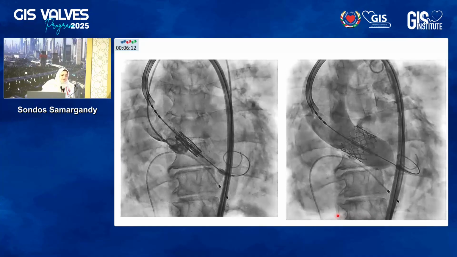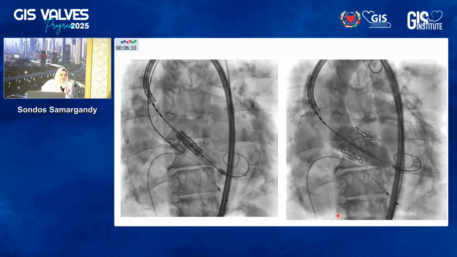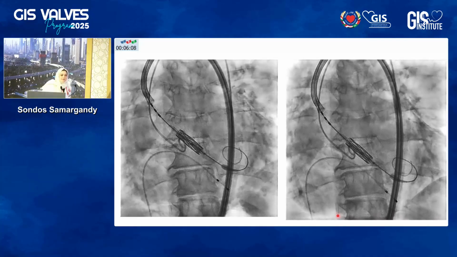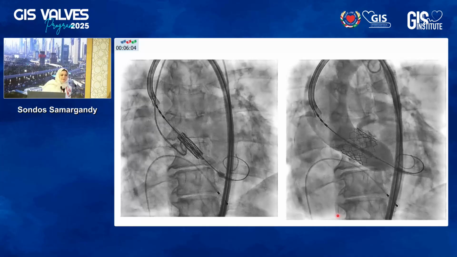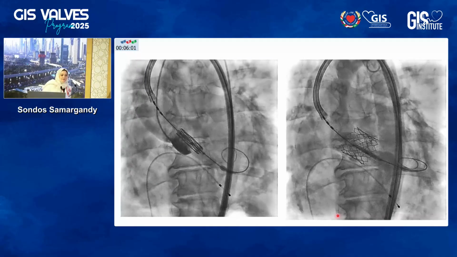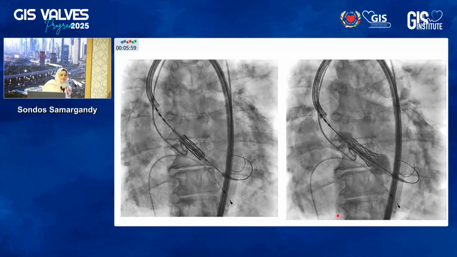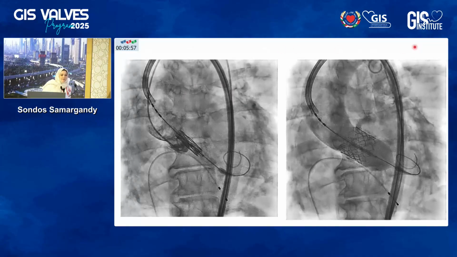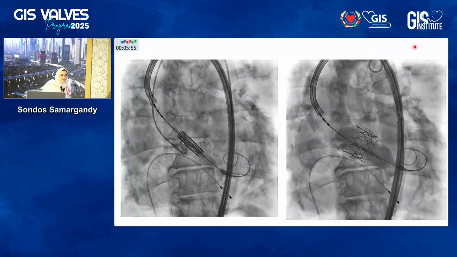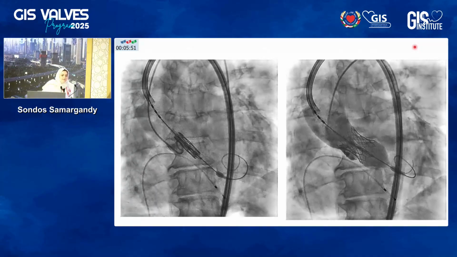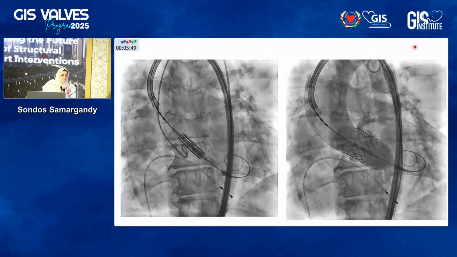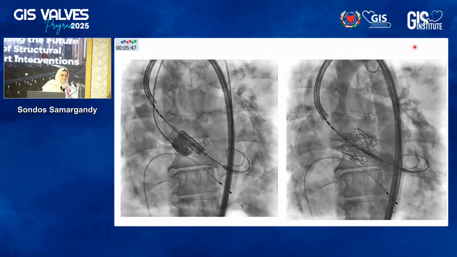I mean, this is a nice technique of crossing the valve using a balloon-assisted technique. At this stage, you crossed. Looks like everything is fine, and you are deploying the valve with good expansion. The only thing is I'm not seeing the right coronary flow, to be honest, so I would be worried about that.